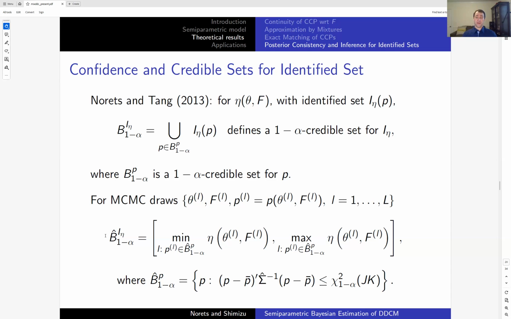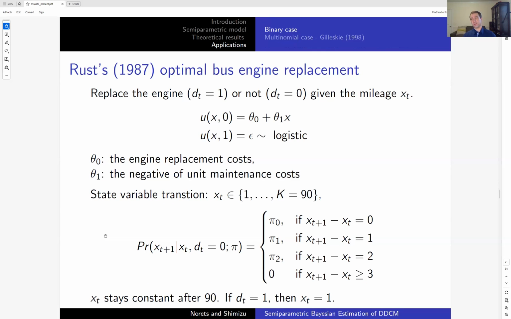Okay, so now let me quickly get into a rough description of the application. The first application is the simplest possible dynamic discrete choice model. Rust uses it to introduce this dynamic logit model, and everyone who introduces a new method for dynamic discrete choice models uses this setup. It's a model of bus engine replacement.